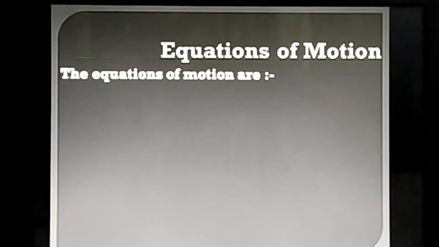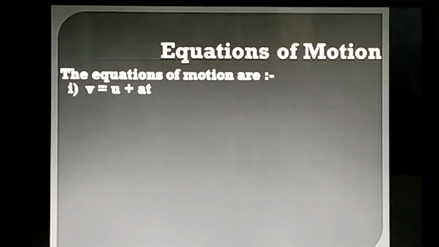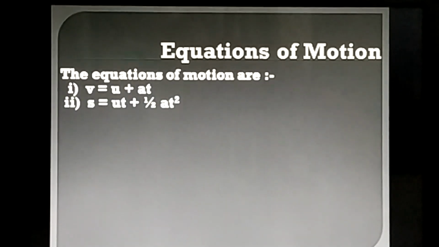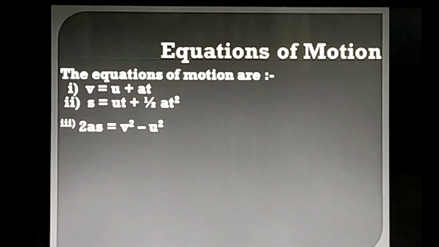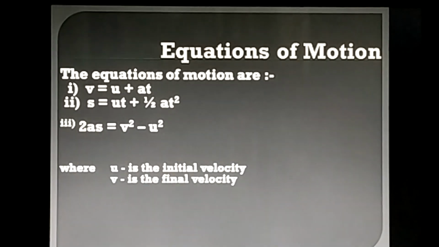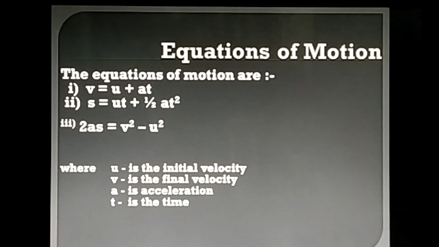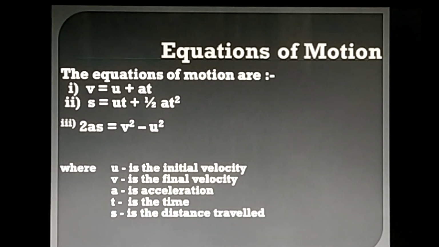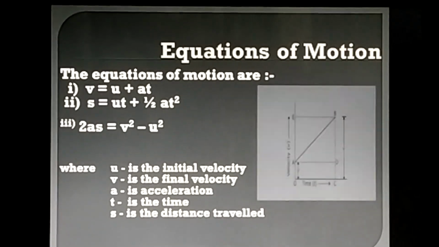Next is the equations of motion. There are three equations of motion. First is v = u + at, second is s = ut + ½at², third is 2as = v² − u², where u is the initial velocity, v is the final velocity, a is the acceleration, t is the time, s is the distance covered by the body.